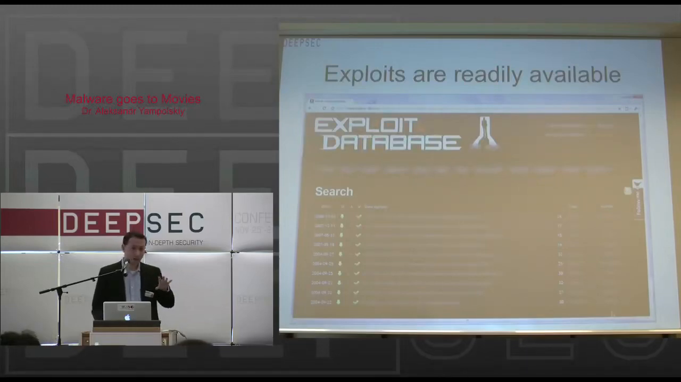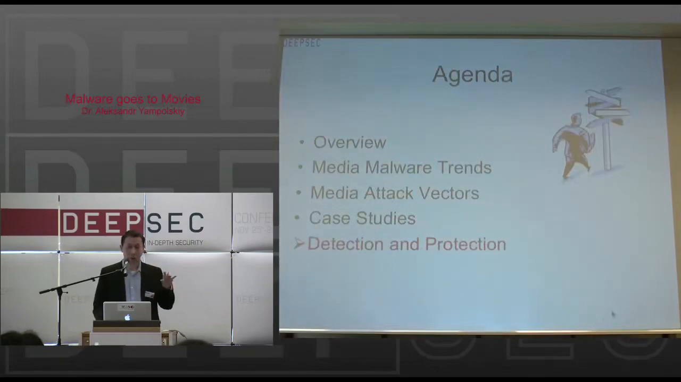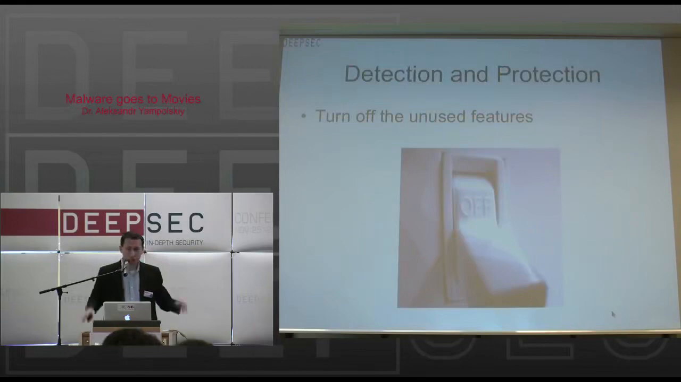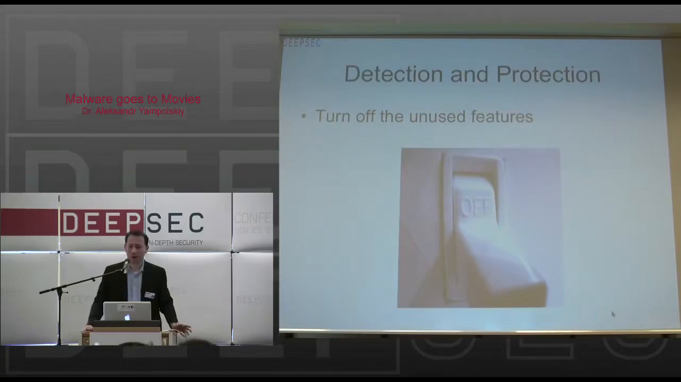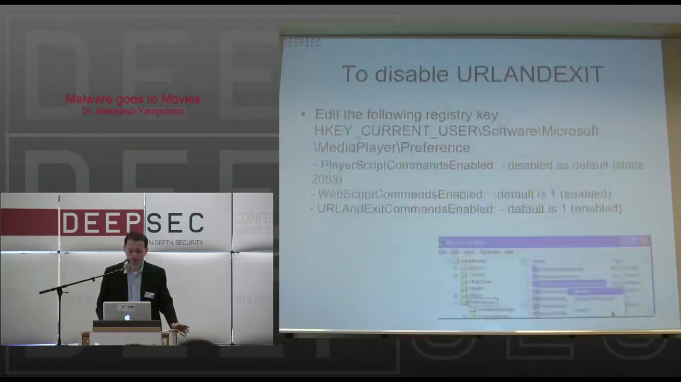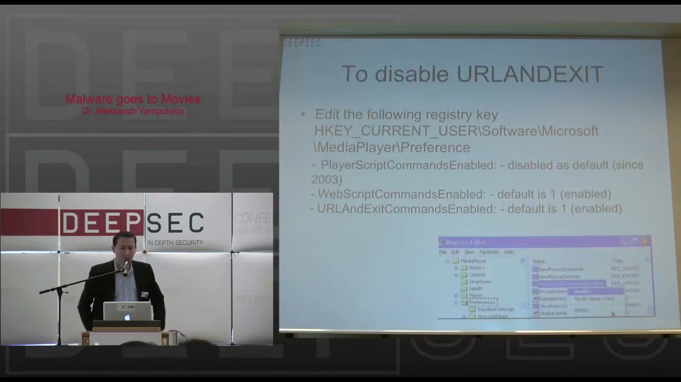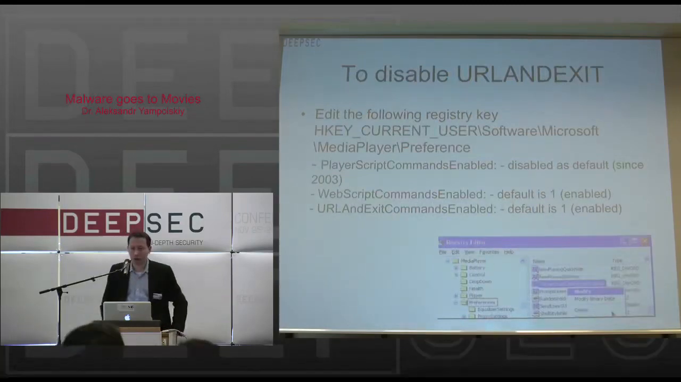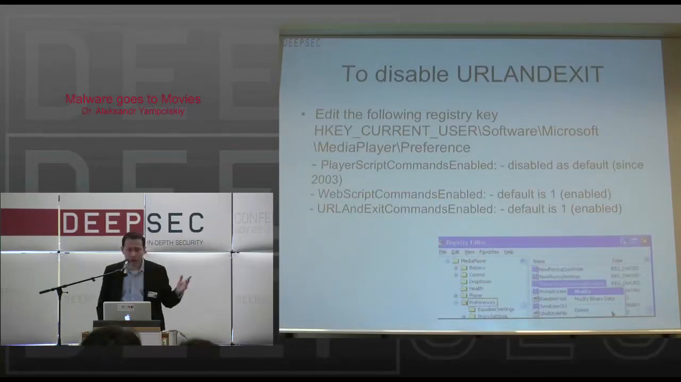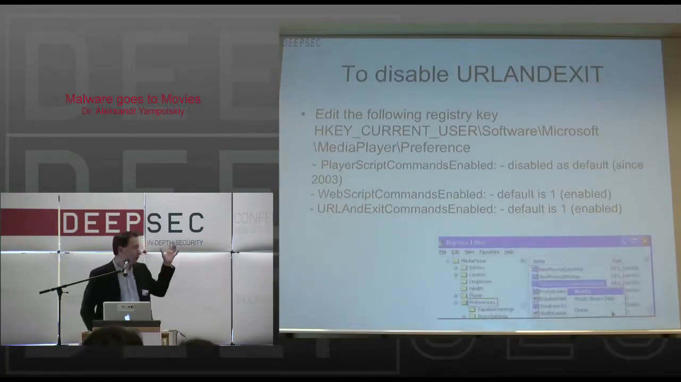So we talked about different types of attacks. Now let's talk about detection and prevention, and that's going to conclude the talk. So the rule number 1 in security is turn off unneeded features. And we have a gazillion features which we have enabled in our operating systems which are not being used. So for example, if you disable the URL and exit script functionality, most of your videos are still going to play. I don't know any good videos or music files which need to open up a website in the middle of a video. So it's safe to disable it.